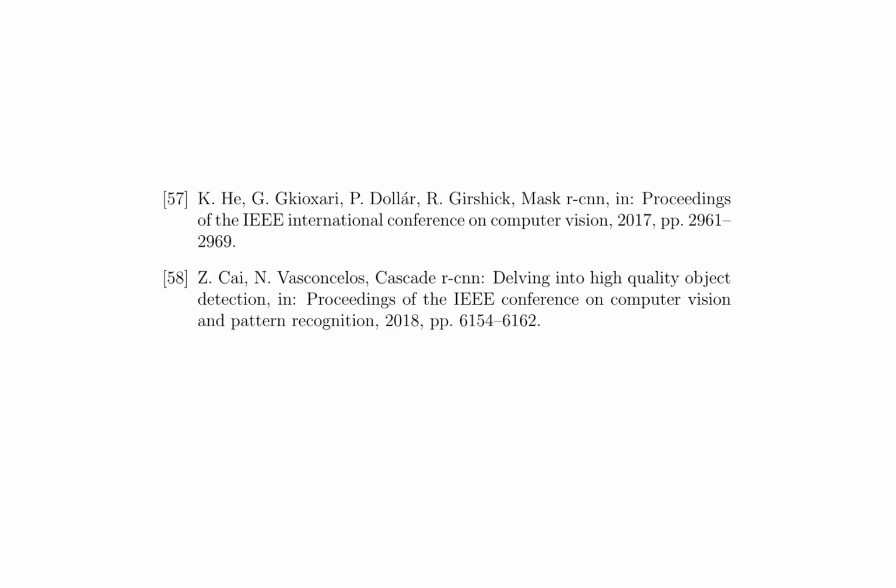Cai et al.'s Cascade RCNN [58] builds upon the Faster RCNN architecture, introducing a cascaded detection framework that iteratively refines object proposals and classification scores. This approach allows the model to focus on high-quality object detection, achieving state-of-the-art performance on various benchmark datasets.